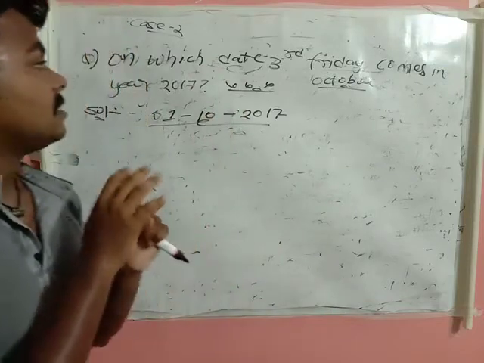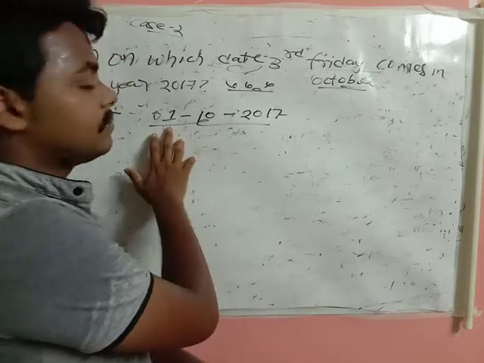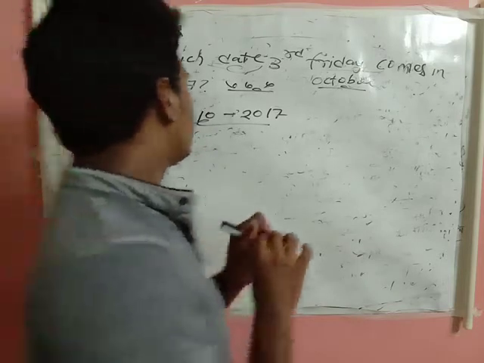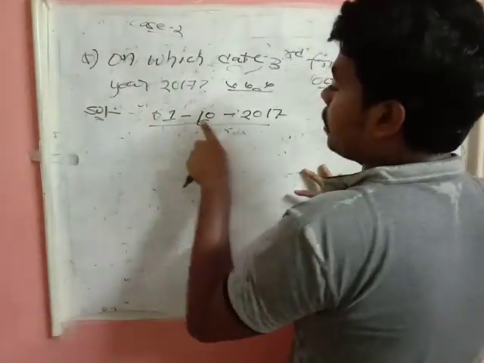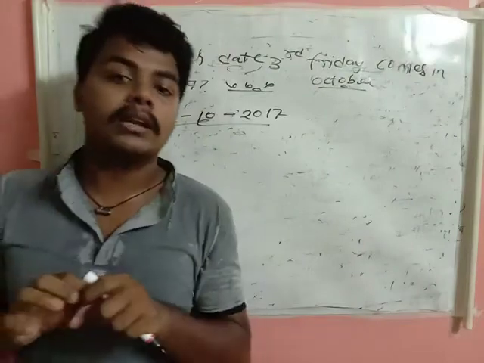Now see, they haven't given any reference date, so I will be taking the first date as my reference date. So now I will be able to get the day on 1st October 2017. So how will I get it?